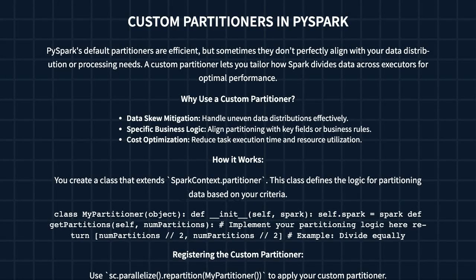Okay, let's talk about custom partitioners in PySpark. Sometimes the default way Spark splits your data isn't ideal, especially if you have a lot of uneven distribution. That's called data skew. A custom partitioner lets you take control. It's essentially a class that extends Spark's built-in partitioner. You define how it breaks up your data based on whatever criteria matter most to you, maybe aligning with certain key fields or even business rules. It's really useful for avoiding those performance bottlenecks caused by some tasks taking much longer than others because they get overloaded. Think of it as giving Spark a little nudge in the right direction, and it can drastically improve your processing speed and resource usage.